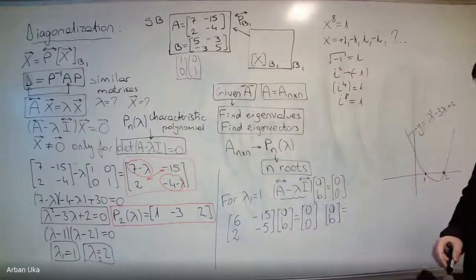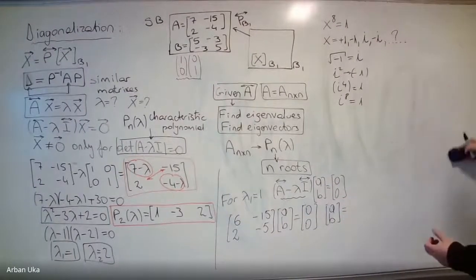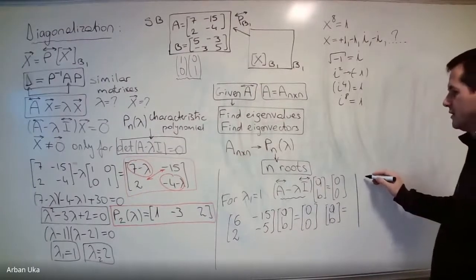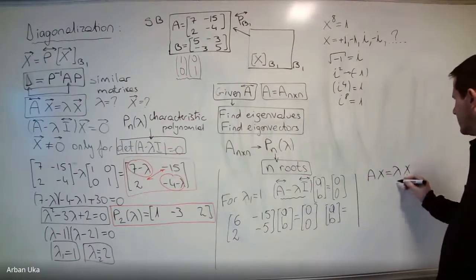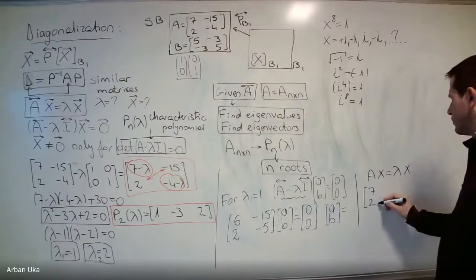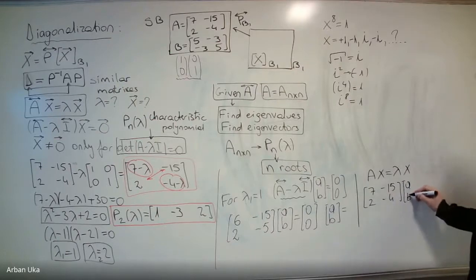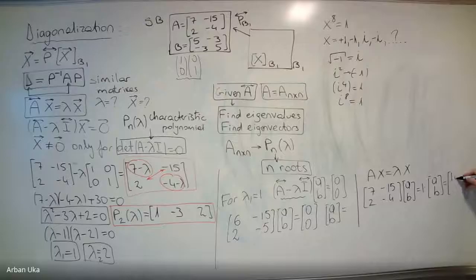Or we could have written it in this way. Let's remember the equation. The equation was AX equals lambda x, right? A is 7, 2, minus 15, minus 4, times the unknown vector (a, b). This is equal to 1 times (a, b), right? Would you agree, Joe? Yes. So this is 1 times a and 1 times b.